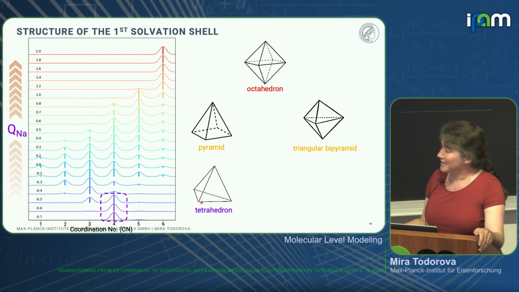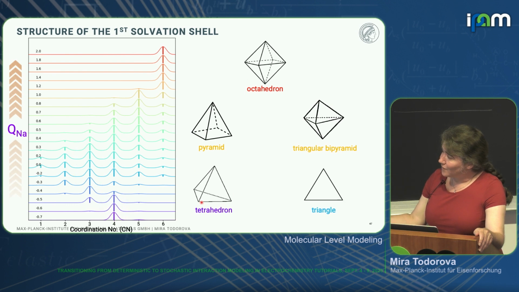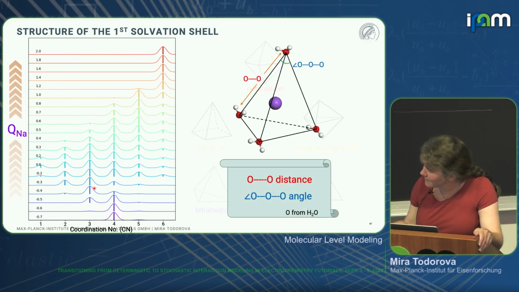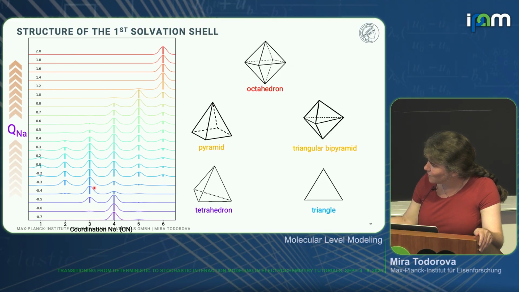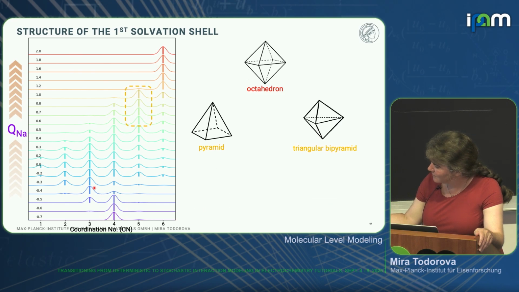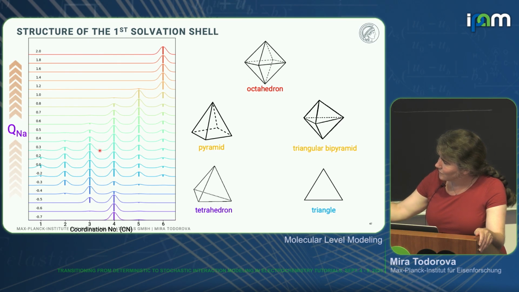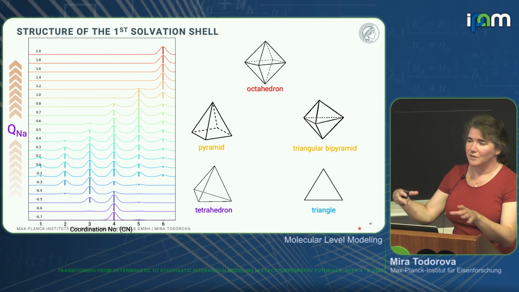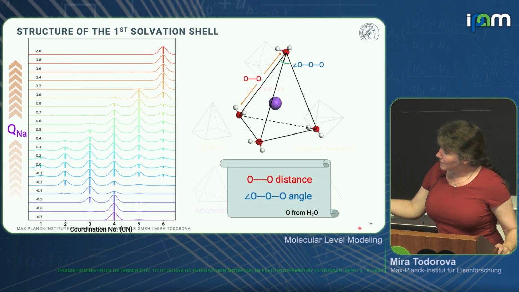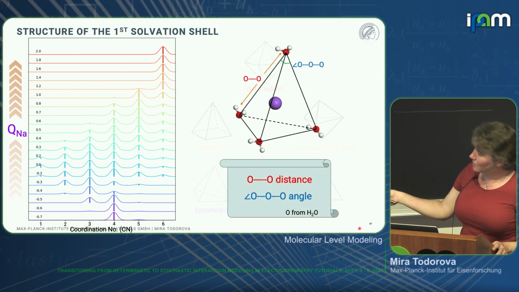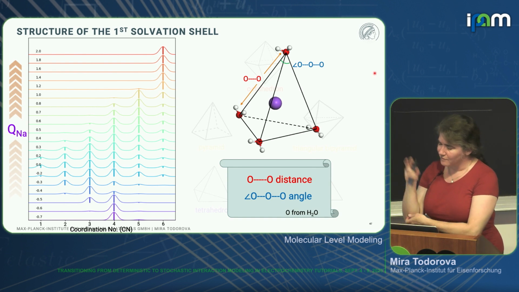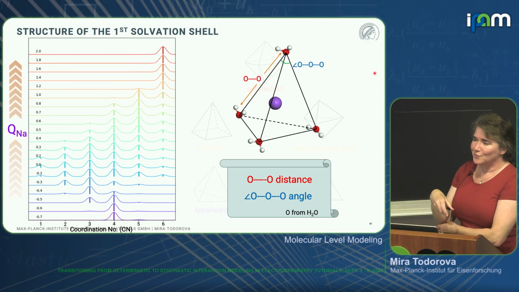you have a tetrahedral arrangement. If you go to a neutral sodium, then you're more in a triangular arrangement. I went too fast. Again, he was analyzing the oxygen distance and the angle. And we also have the distributions of the angles, but I thought this would go too far.